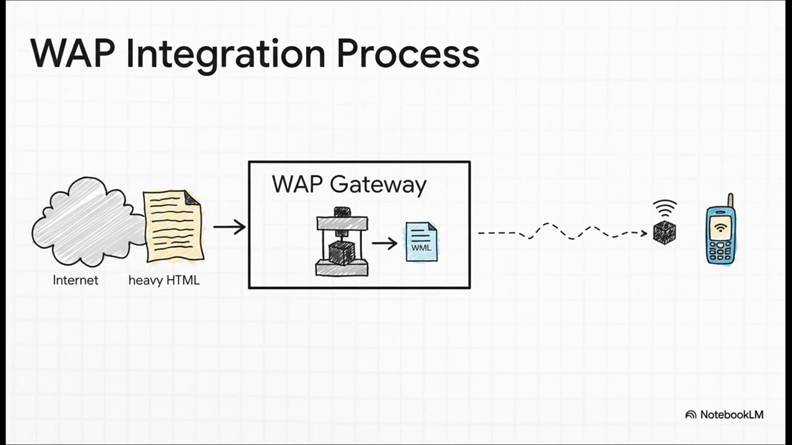Here's how it worked, and it was actually pretty clever. You have this thing called a WAP gateway that acts as a middleman between your phone and the big wide internet. It would grab a normal, heavy HTML web page, translate it into that super light WML we talked about, and then, and this was the master stroke, it would crunch that WML down into a super compact binary format. Sending ones and zeros instead of plain text saved a ton of bandwidth. It made the whole thing possible.